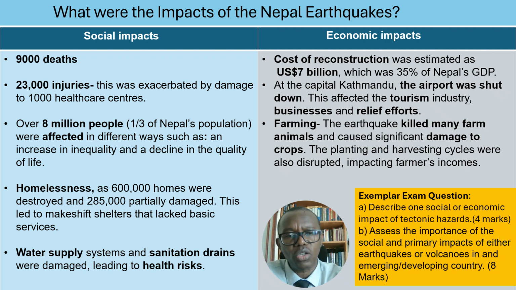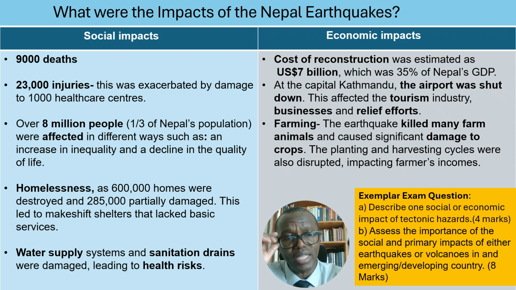What were the impacts of the Nepal earthquakes? So I've categorized them here under social impacts and economic impacts. So we'll start with the social impacts. And unfortunately, there were 9,000 people that died in this earthquake.